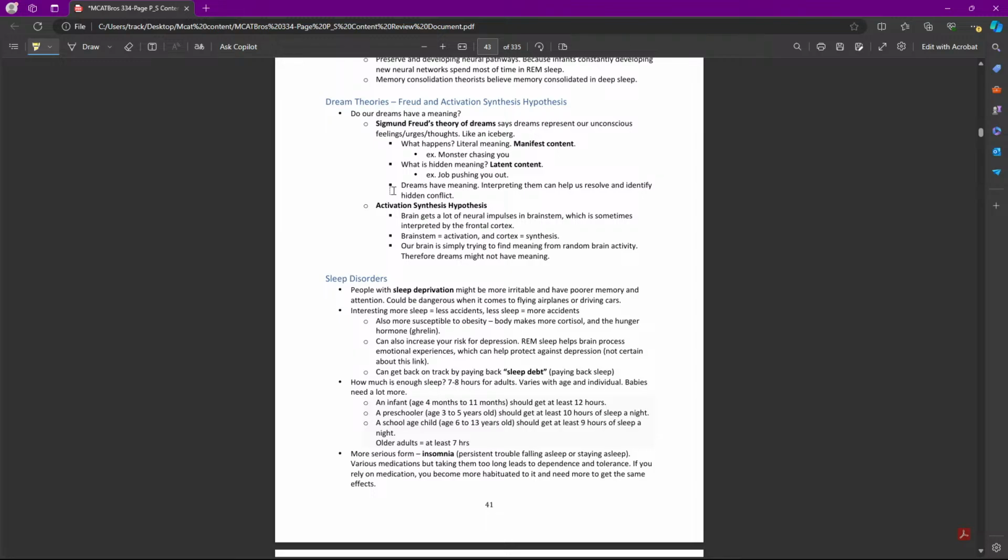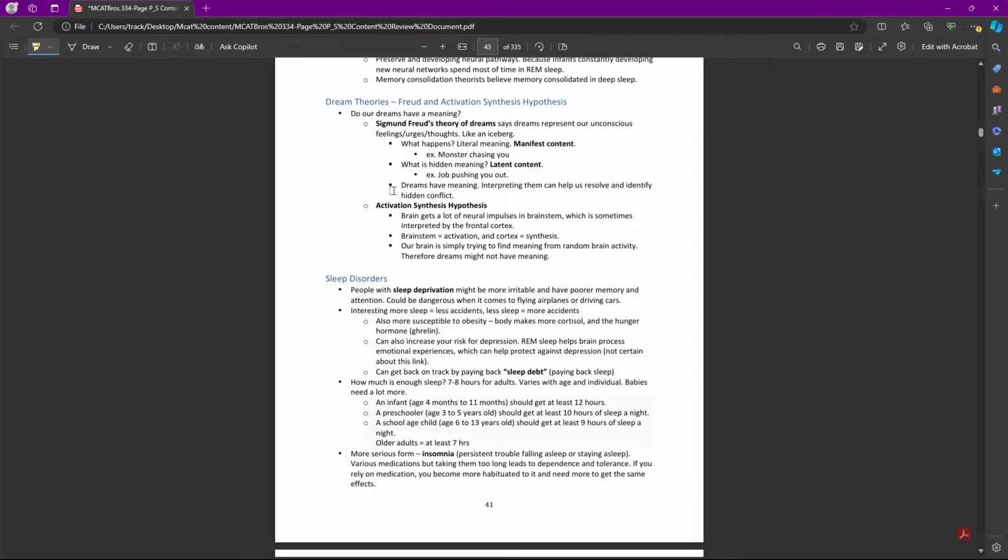Okay. So the activation-synthesis hypothesis is that the brain gets a lot of neural impulses in the brainstem, which are sometimes interpreted by the frontal cortex. Brainstem equals activation and cortex equals synthesis. Our brain is simply trying to find meaning for random brain activity. Therefore, dreams might not have meaning. So one is saying there's meaning, and the other says there is no meaning. Activation-synthesis is more of the biology approach, that our brain's just trying to produce something in response to activity in the brain.